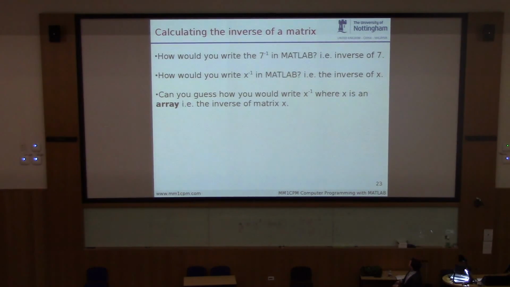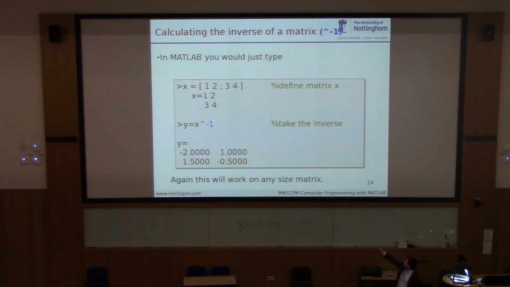So, here's another silly game. You can write 1 over 7 like that. And in MATLAB, how would you write that? It'd be 7, what operator? Not star, if you want to go to the power of -1. Hat, then what? -1, right? So now if you had x to the -1, what would you write? Hat, yeah? So you can probably guess now how you do that with a matrix. If the matrix is x, you just do it like this. You define x, then y equals x to the -1, and you've got the answer. And again, this will work with matrices of any size.